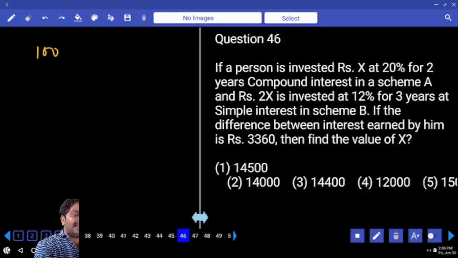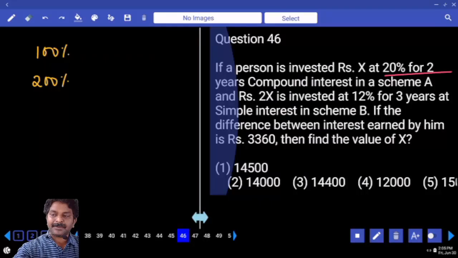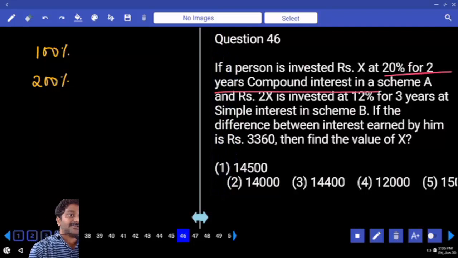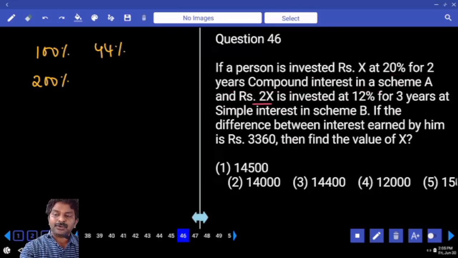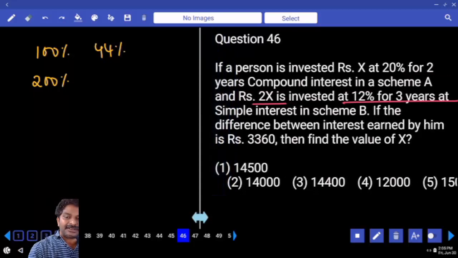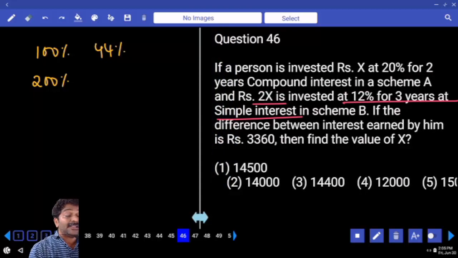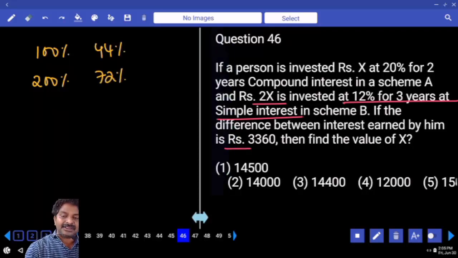X I'll start taking 100%, the other one 2x, so I'll start it as 200. Is it okay? First scheme 20% per annum for 2 years compound interest. 44% calculated on 100, that will be 44% interest only. Next, on 2x 12% per annum for 3 years simple interest, 36% calculated on 200. How much is that? 72%. Now 3360 is difference between interest only.